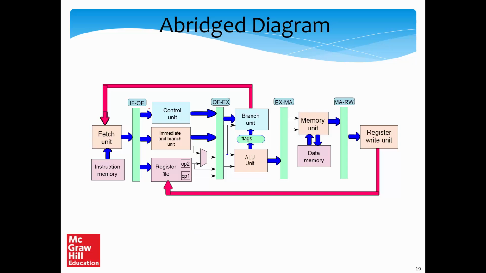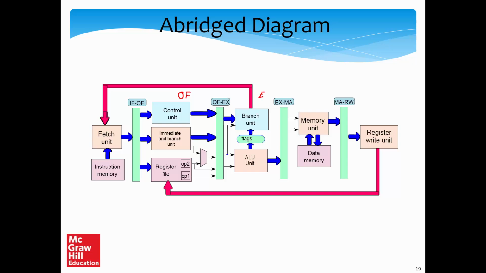We have the fetch unit over here and the instruction memory. So basically we just use one arrow to show all the contents that are transferred to the IF-OF register. In the OF stage, we have three units: the control unit, the immediate branch unit, and the register file. So we have a single multiplexer over here to choose between the register operand and the immediate operand. And also for the special case of the store, we store OP2 separately in the instruction packet.